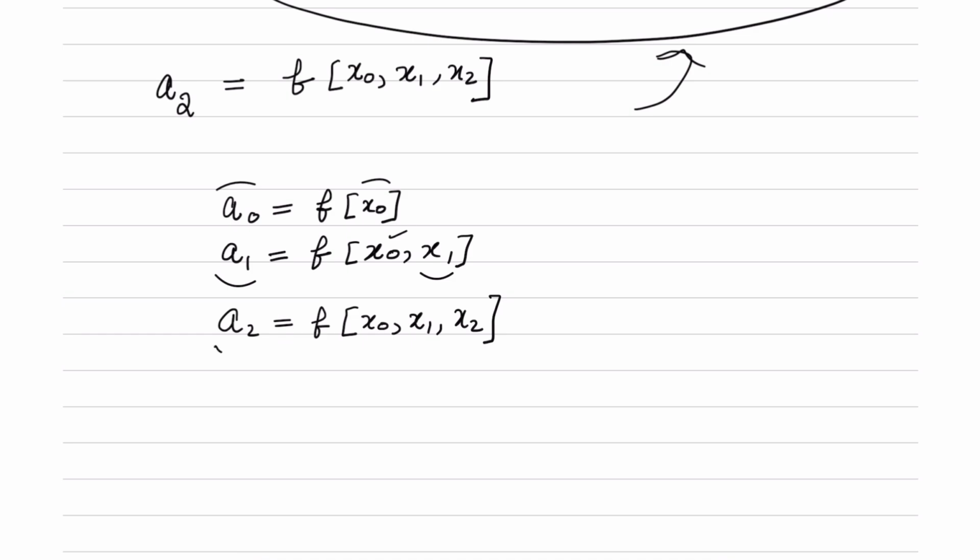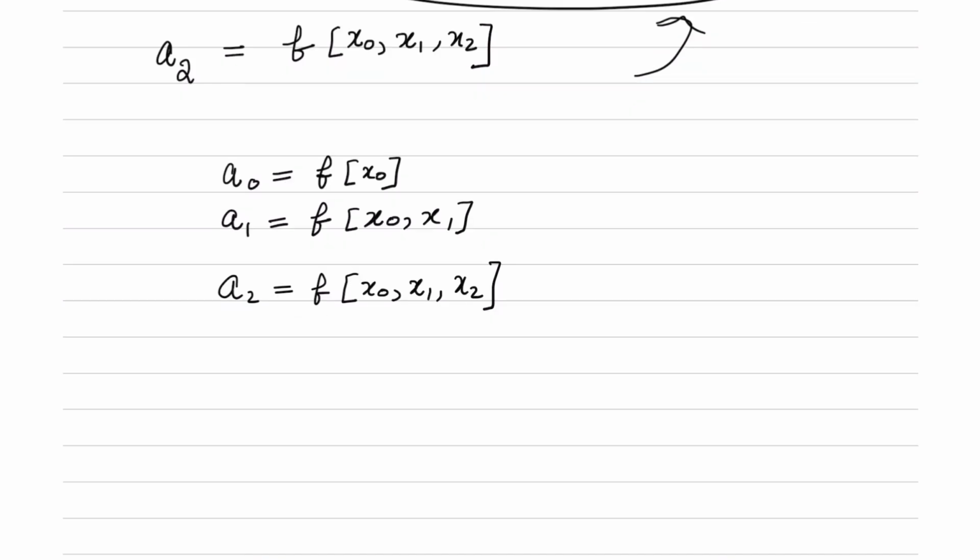Look at this a2. It means on the right hand side you will stop at x2 and put all x's behind x2, and the x's behind x2 are x1 and x0, so you have put here. So this is how we write a0, a1, a2 in divided difference notation.